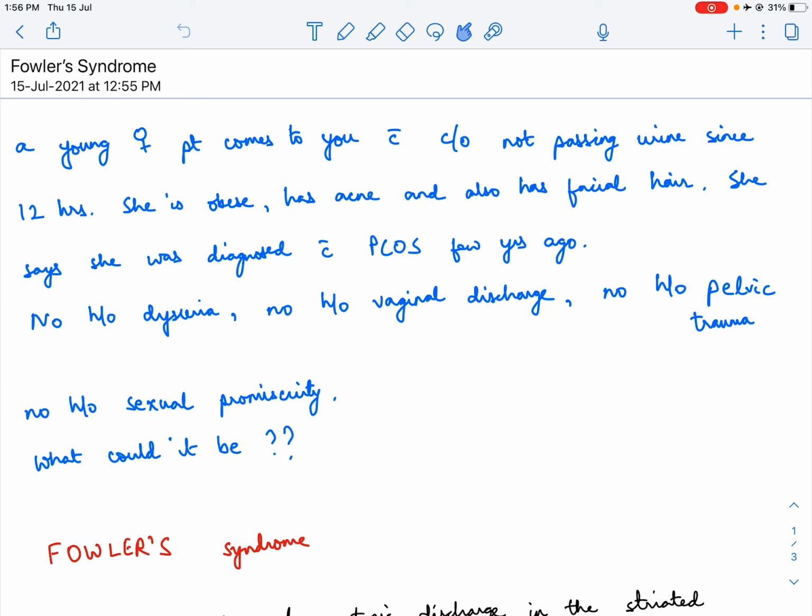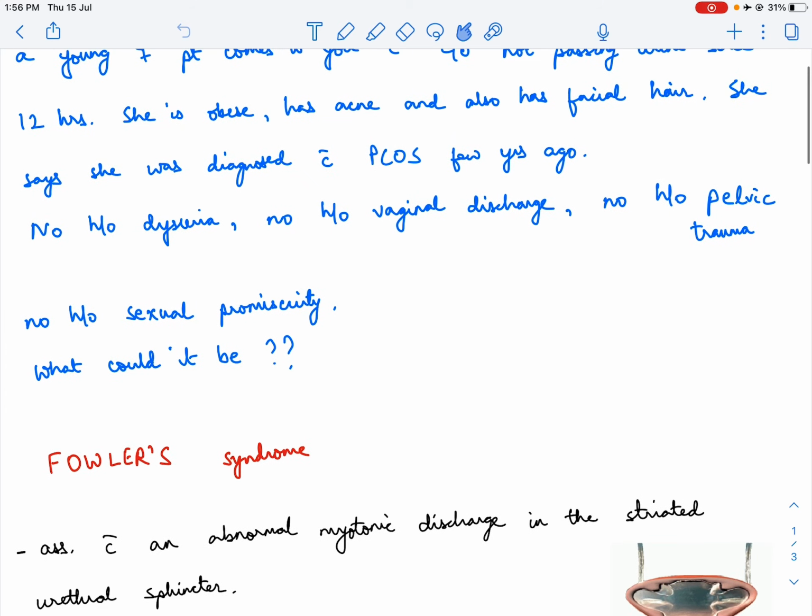She gives you no history of dysuria, no history of vaginal discharge, no history of pelvic trauma, and no history of sexual promiscuity. So, what could it be? Now, this is the patient profile of a patient suffering from Fowler syndrome.